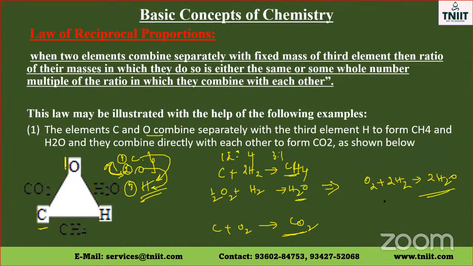In the second case, we can write 1:2. So you can see here 3:1, hydrogen is 1. Here also we can write 0.5:1. The same ratio or some whole number. Here it is some whole number of the ratio in which they combine with each other.